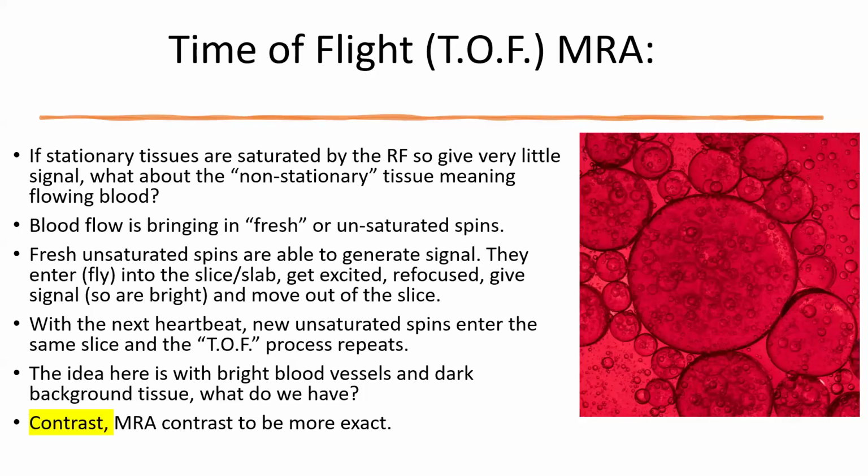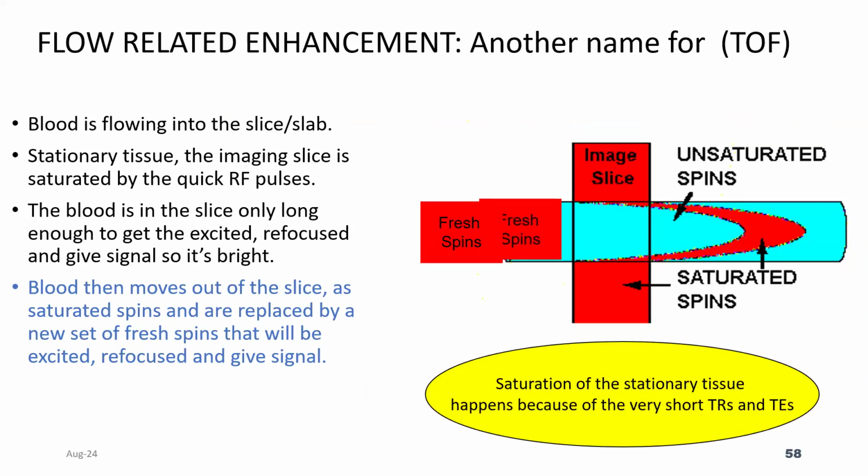Okay, so as the blood is flowing, we've got fresh spins coming into the slice so that we've always got fresh, new, bright signal in the blood. Blood flow is bringing in fresh, unsaturated spins. So we're imaging the slice, spins come in, they get imaged, they leave. Fresh spins come in, at TE they give signal and they leave. So this stationary tissue is dark, but the blood is fresh, bright blood, and it moves. New blood comes in, it's bright, it moves.